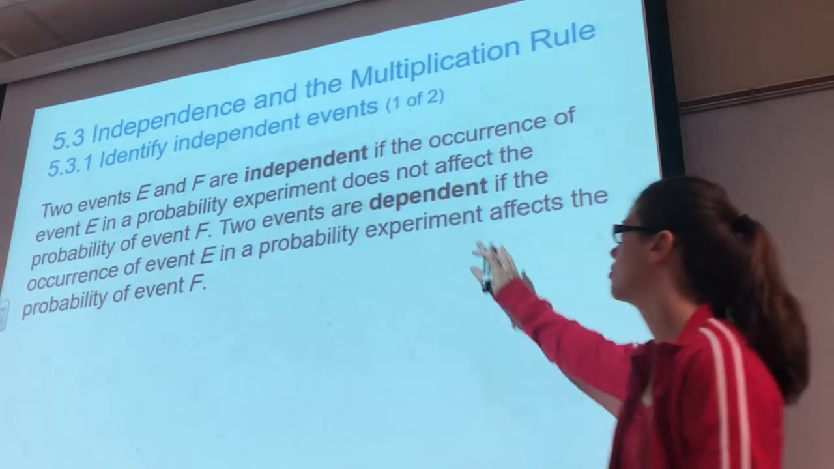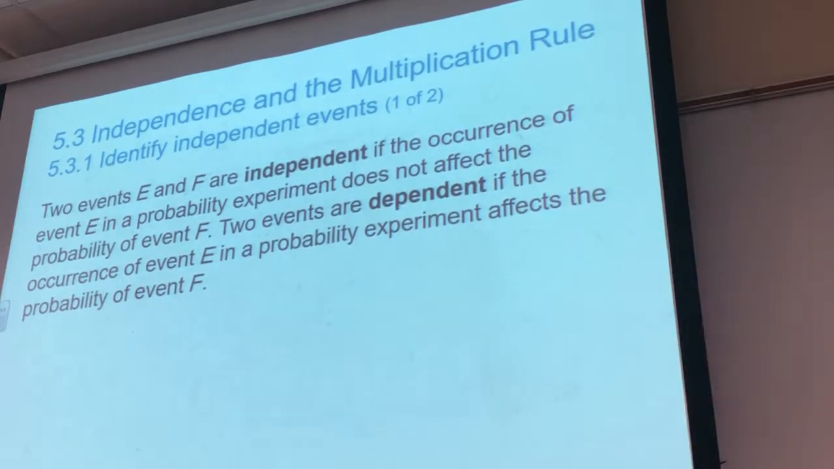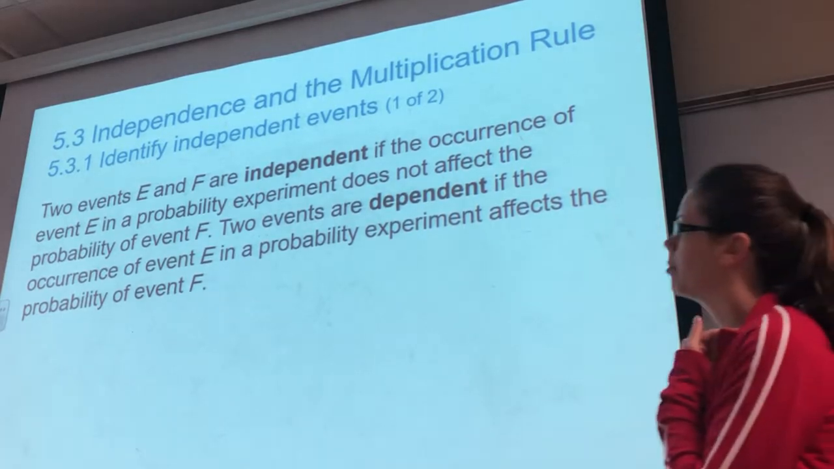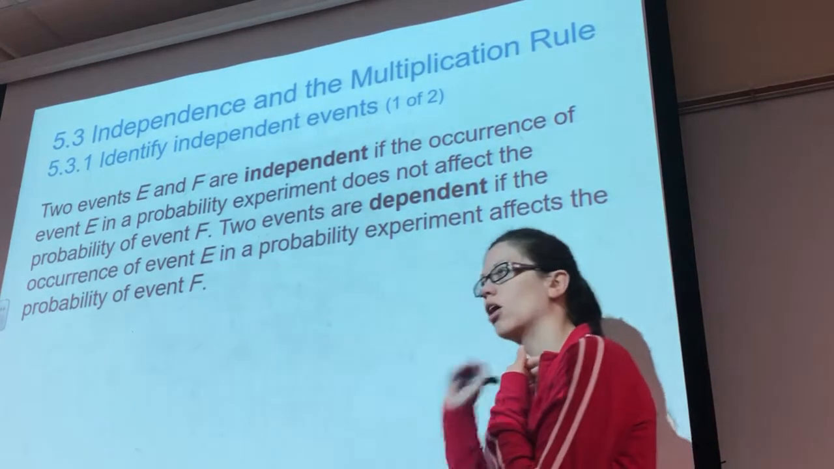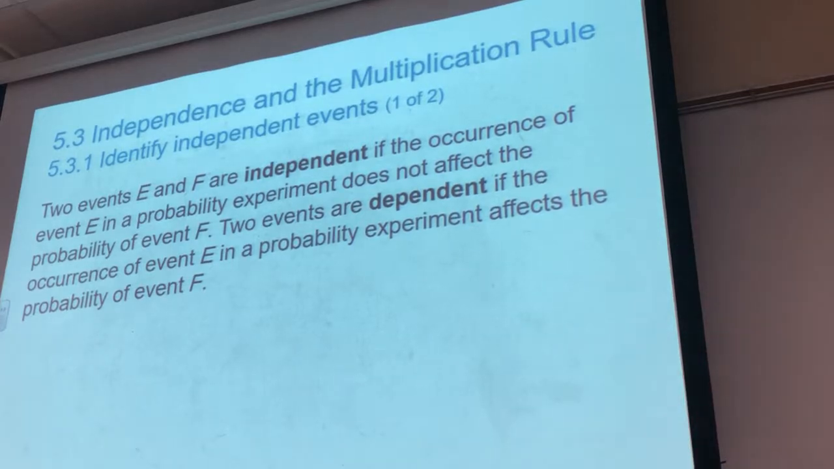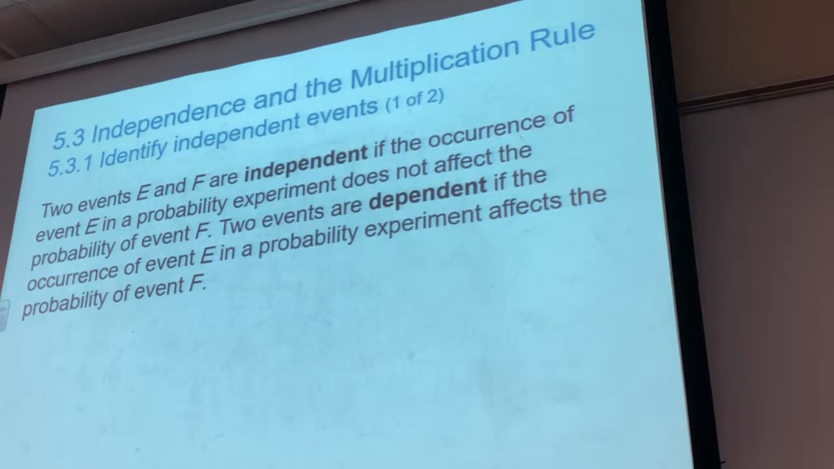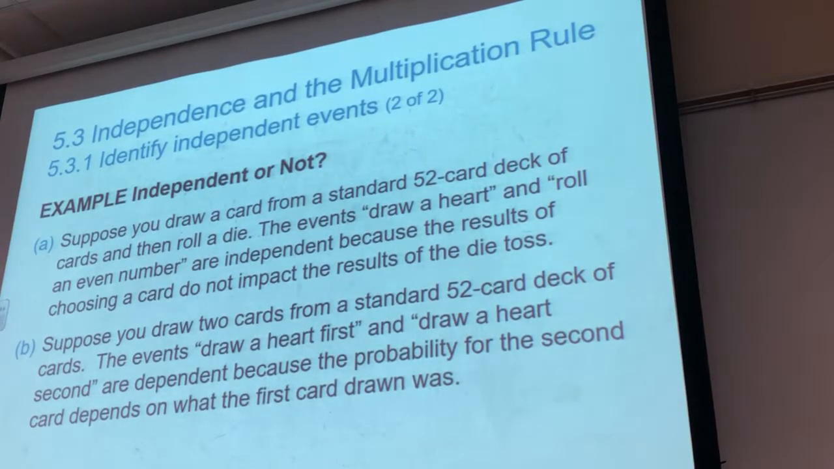Something that's dependent would be if you draw a card, look at it, keep it in your hand, and then draw another card, because once you do that, the probabilities are going to be changed for that second card because you no longer have 52 cards anymore, you've got 51. So the probabilities are going to be a little bit different. So that's what it means to be independent and dependent. We're going to focus on the independent ones because that makes the multiplication rule a lot easier. That's basically what we're going to do.